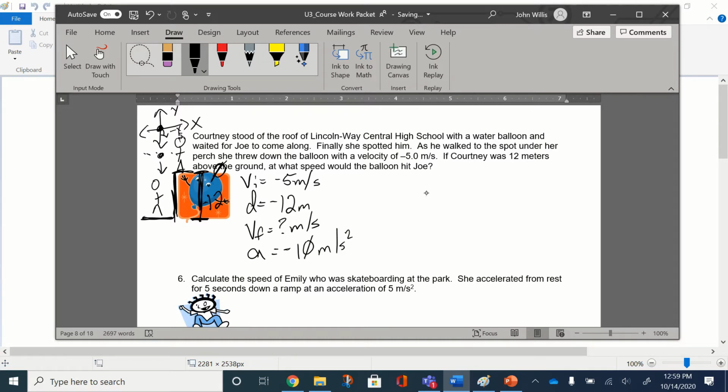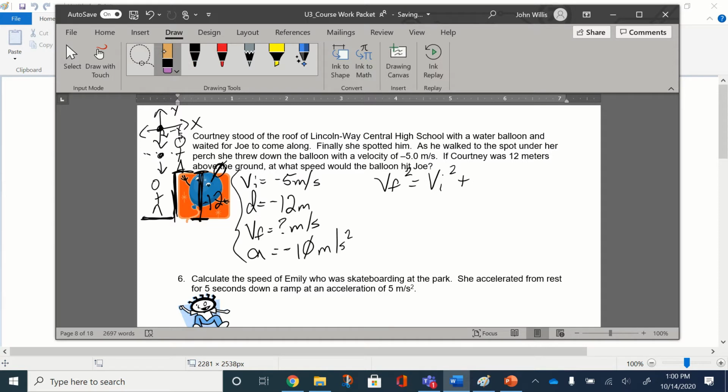So looking at the list of variables that I have provided, I'll notice, and if picking the equation is where you struggle, this is what I want you to notice. There is no mention of how long this water balloon is in the air. There is no mention of the amount of time it takes for it to leave Courtney's hand and reach Joe's head. So I'm going to pick the one equation that I have at my disposal that does not contain the value t, or the variable time, anywhere in it.